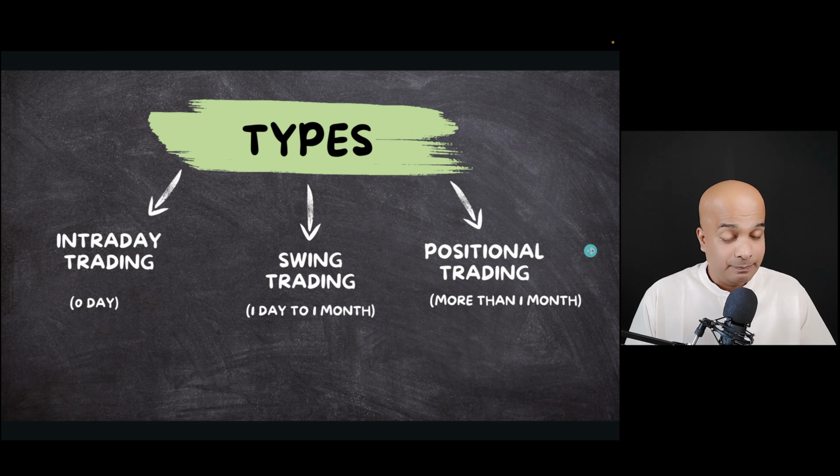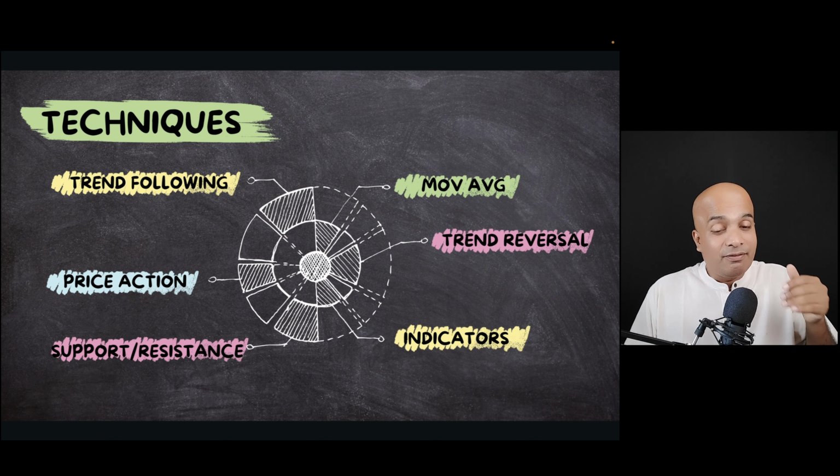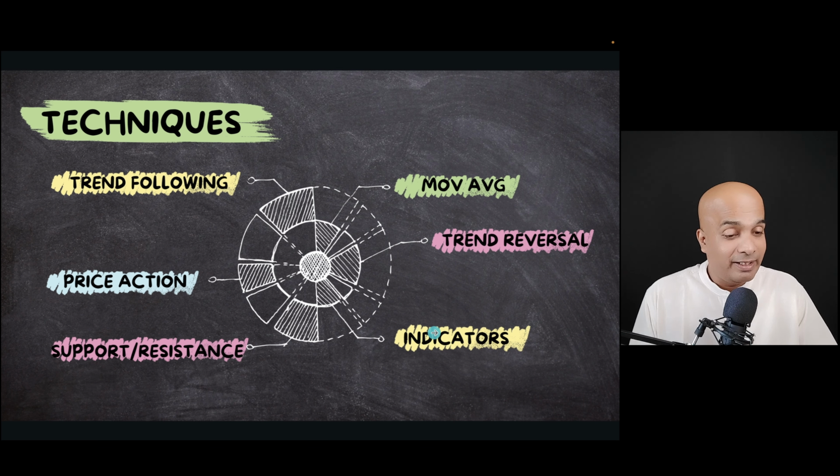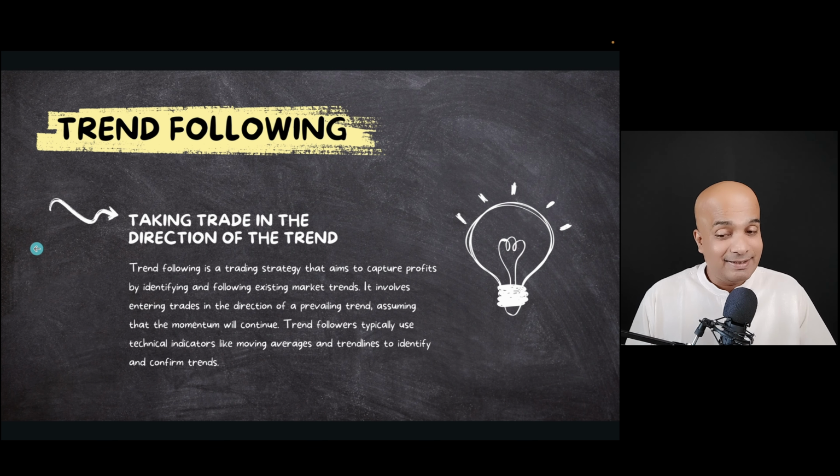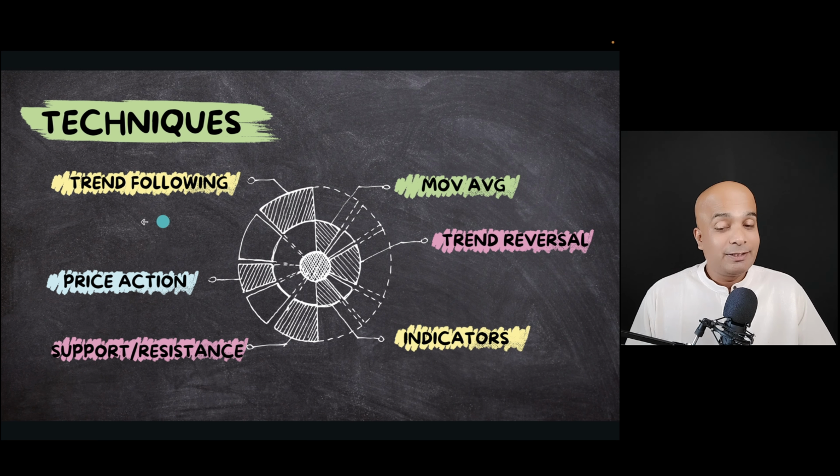Under swing trading, people follow many aspects of technical analysis. Some of them are trend following, some are price action, some are based on support and resistance, some on indicators, some on trend reversal, and some on moving averages. Moving average is a popular indicator used for swing trading. As part of this video, I'll be explaining a strategy which comes under trend following. This is very, very important.